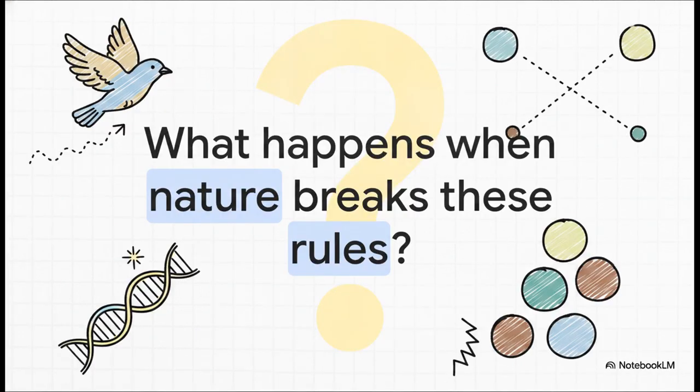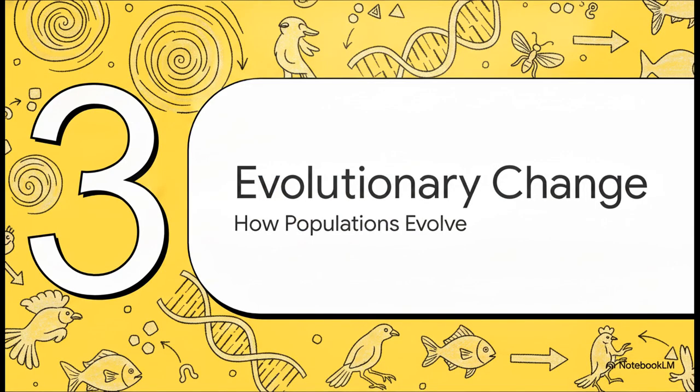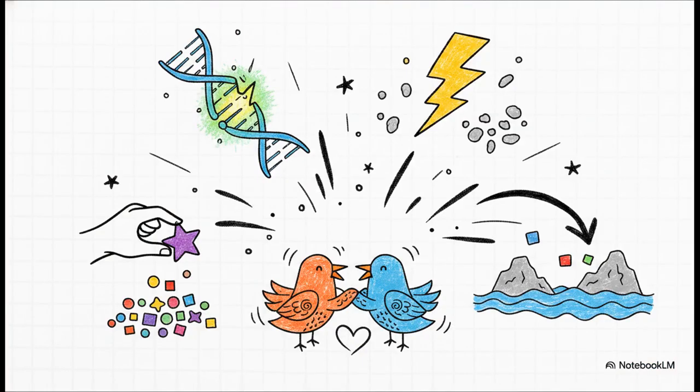Because these strict textbook assumptions are almost always violated in the real world, it begs the question, what exactly happens when nature breaks these rules? That brings us to Section 3, Forces of Evolutionary Change and How Populations Actually Evolve. So let's step back into reality for a second. When populations inevitably violate that perfect mathematical equilibrium, it's because one or more major forces of chaos and change are at work shaping the gene pool.